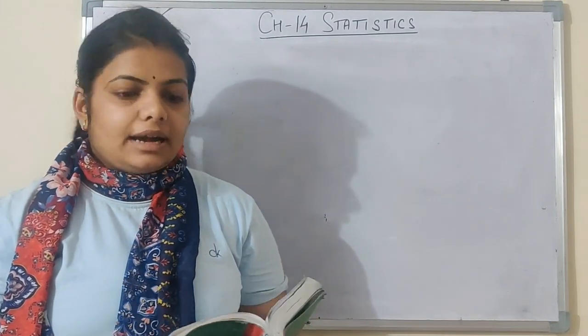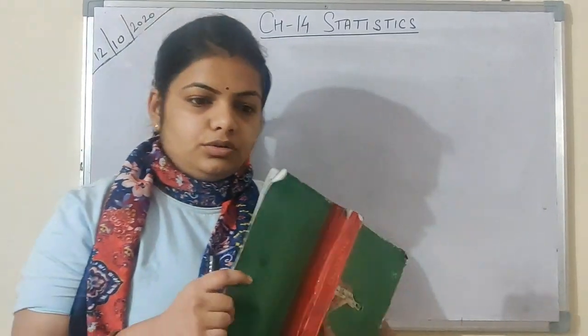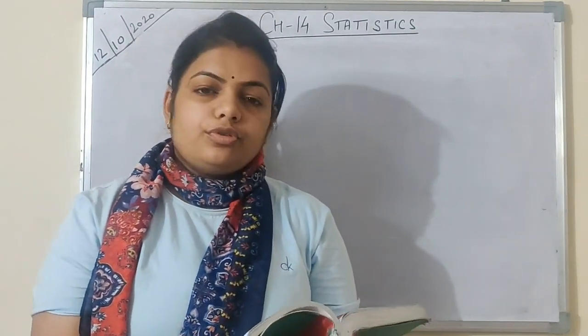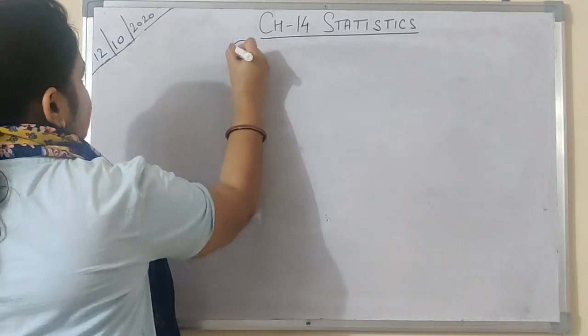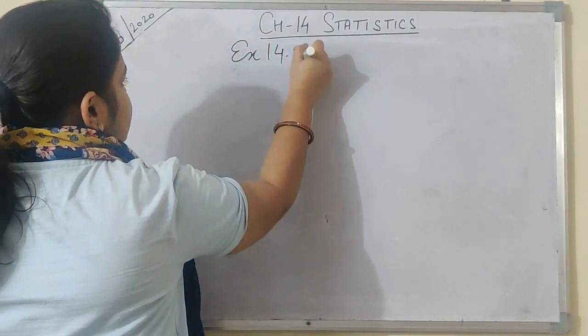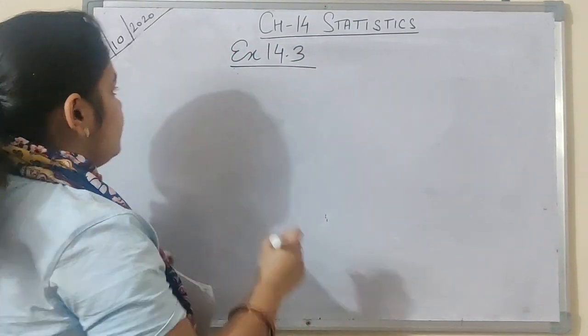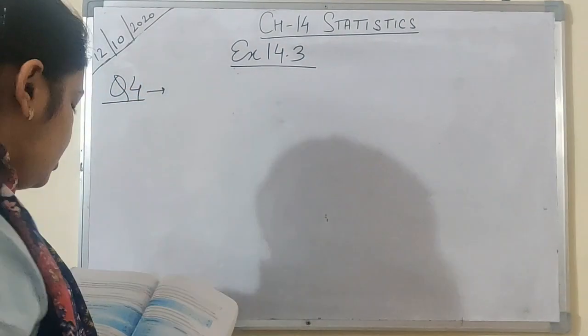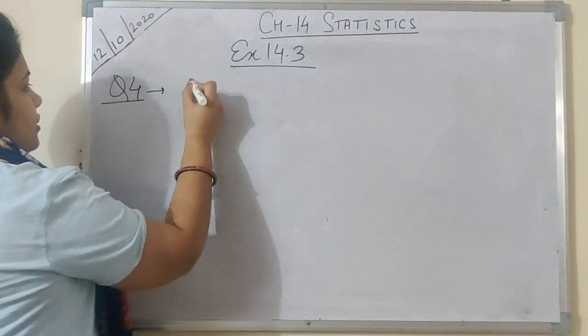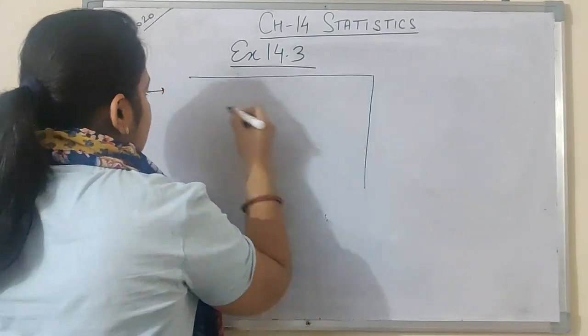Okay. Before that, we are discussing one doubt. That is question number 4 of exercise 14.3. So, in this question, exercise 14.3, question number 4, we are discussing. In this question, what actually is given?